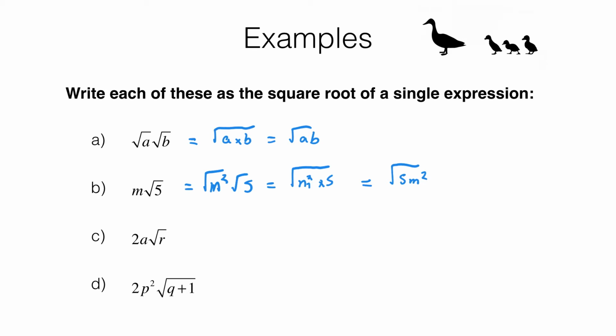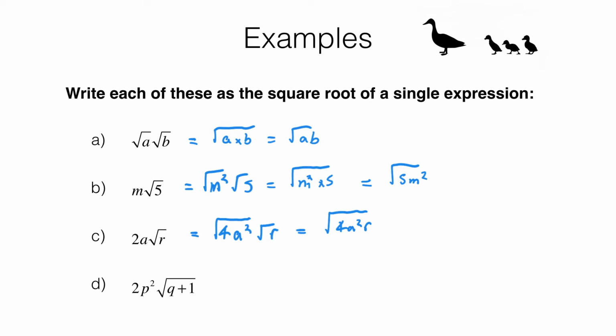Part C, again, I'm going to have to square 2a to give me 4a squared with the square root sign over, multiplied by root r. So I can then rewrite that as the square root of 4a squared r.